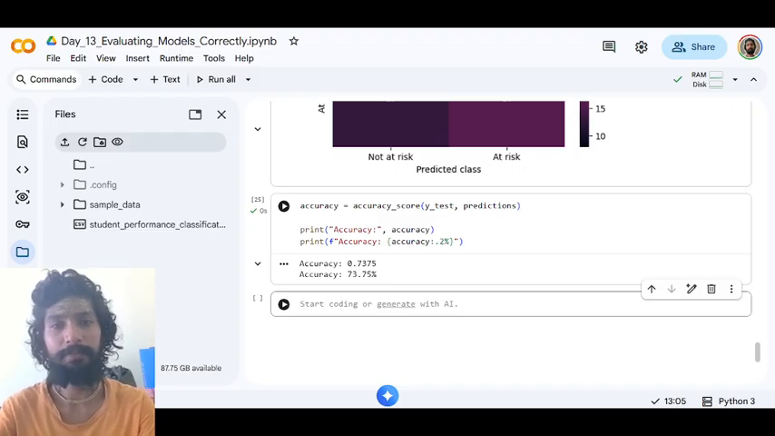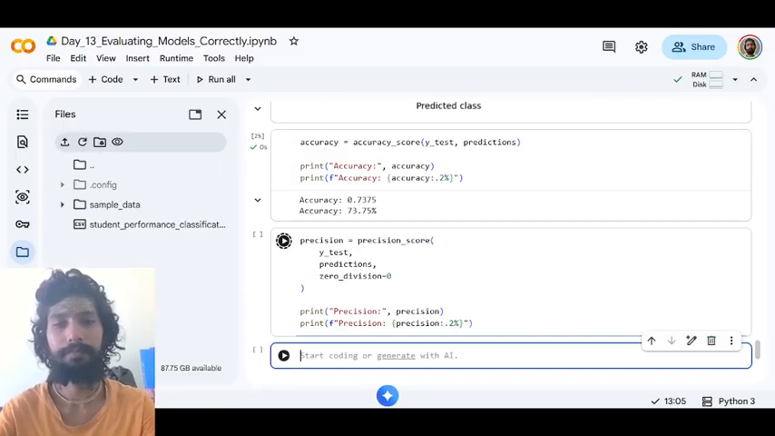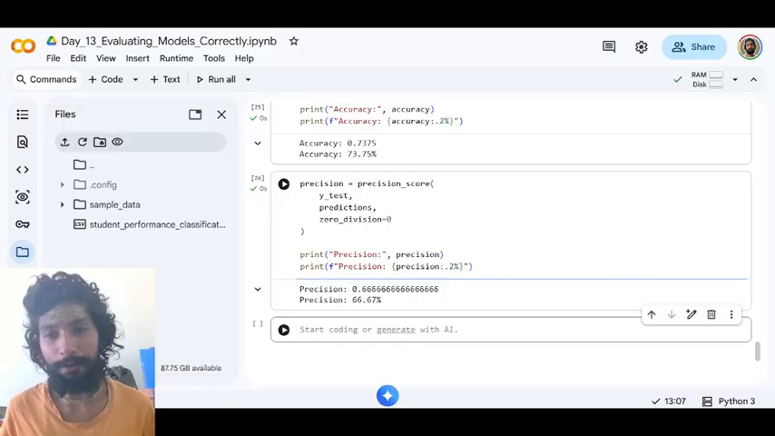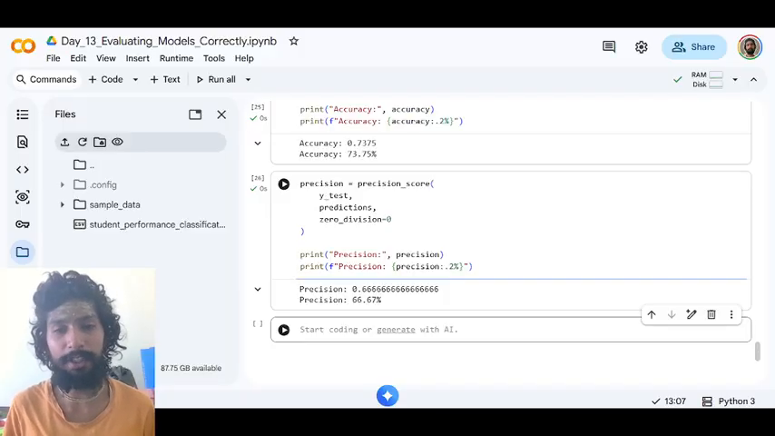Calculate precision. Precision asks: when the model predicts that a student is at risk, how often is it correct? The basic formula is true positives divided by all predicted positives.